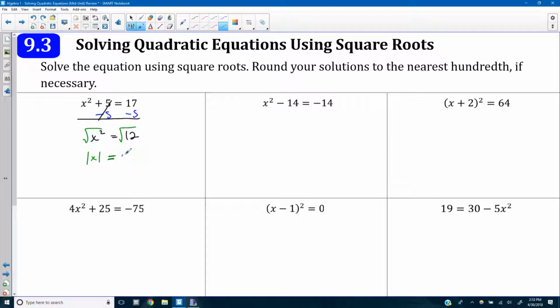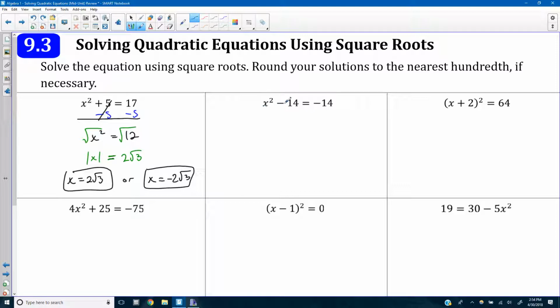So we've got to say, what could x have been if the absolute value of x was root 12, which by the way simplifies to 2 root 3 from section 9.1. Then x could have either been a positive 2 root 3, or x could have been a negative 2 root 3. And those are exact answers. I'm not going to round these solutions here. It's not necessary. These are exact. You're probably going to be expected to do some exact ones like this. If you want to use a calculator and round it, go ahead. But that's what I'm just going to write right there.